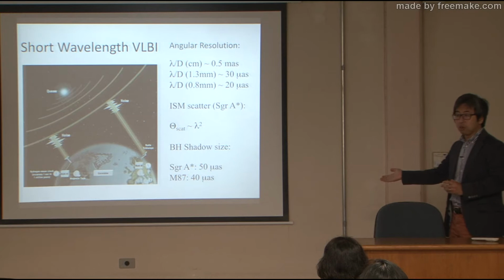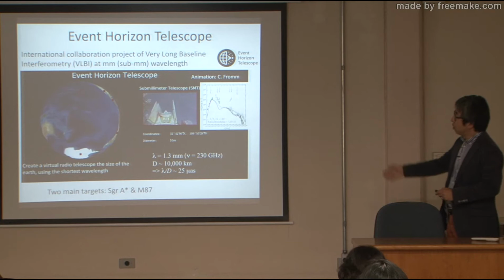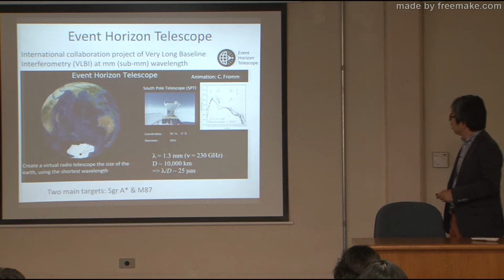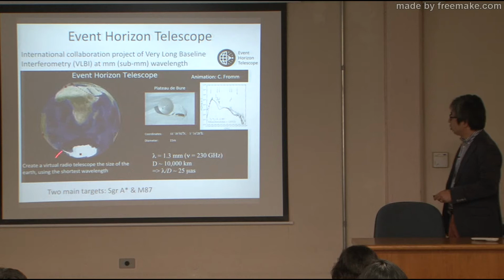Yep. So the EHT has already been shown here. This is an international collaboration project, VLBI at millimeter or 7 millimeter wavelengths. In the 2017 observation, we included 8 telescopes, and then we have more data, using 1.3 millimeter, with two main targets. I think it's already been shown, so maybe I can skip part of that.